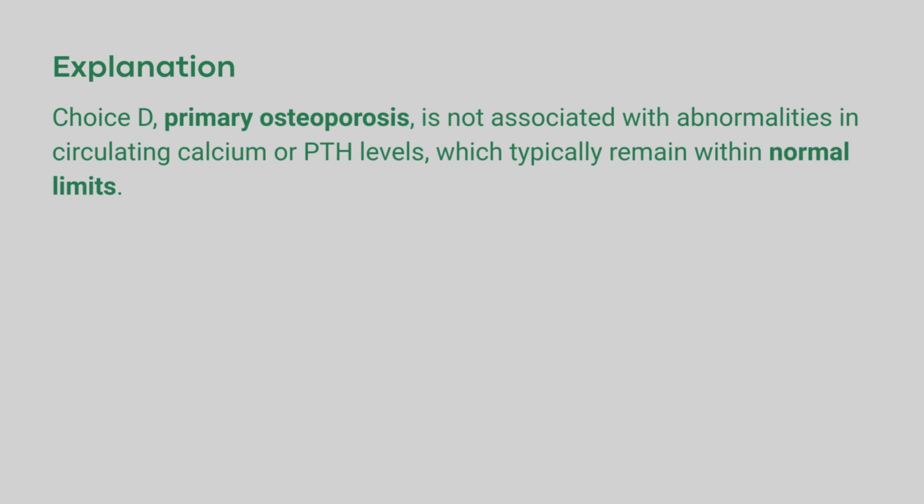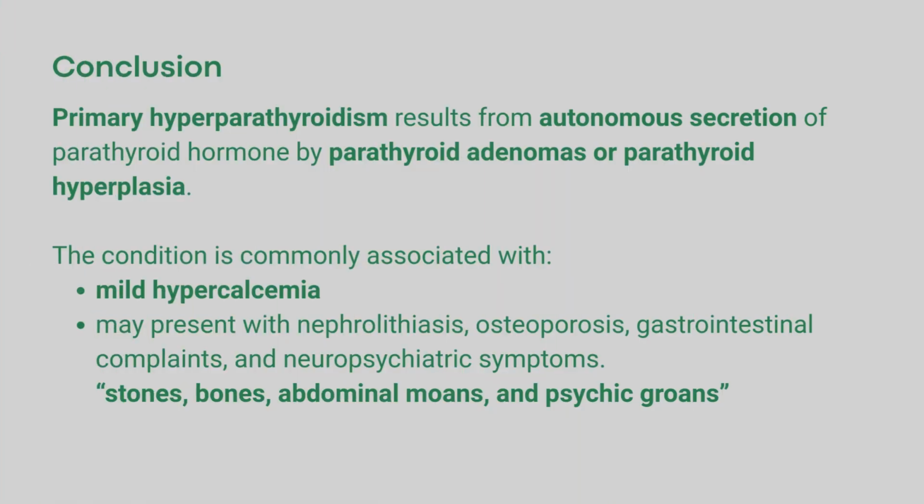Finally, choice D, primary osteoporosis, is not associated with abnormalities in circulating calcium or PTH levels, which typically remain within normal limits. In conclusion, primary hyperparathyroidism results from autonomous secretion of parathyroid hormone by parathyroid adenomas or parathyroid hyperplasia.